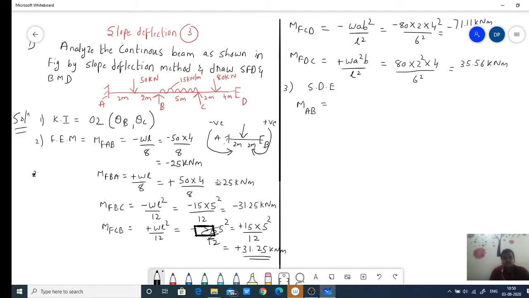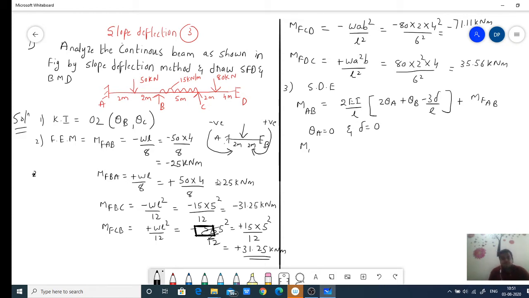So MAB, if I am writing, this will be 2EI upon L, into 2 theta A plus theta B, minus 3 delta upon L, plus MF AB. Now here you need to find by observation. I can tell you directly theta A is equal to 0 and delta is also 0, as there is no sinking given. So directly you can put the values.